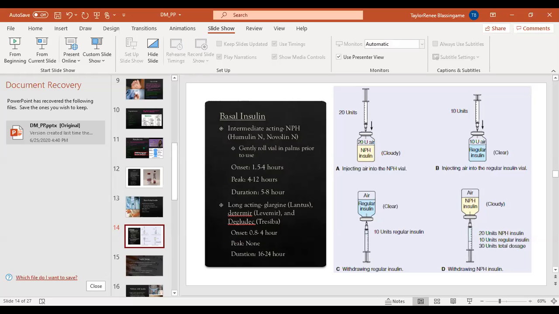Glargine, which is Lantus, Detemir, which is Levemir, and then Degludec, which I don't even see on the floor usually. I'm just gonna call it Tresiba because that's the nicer name of it. This has an onset of 0.8 to 4 hours. There is no peak. And then duration is 16 to 24 hours.